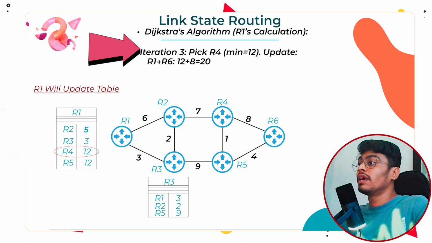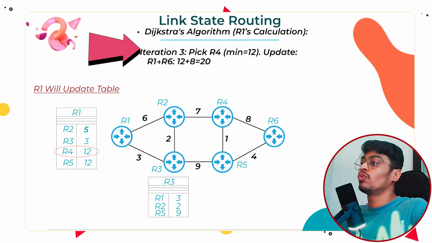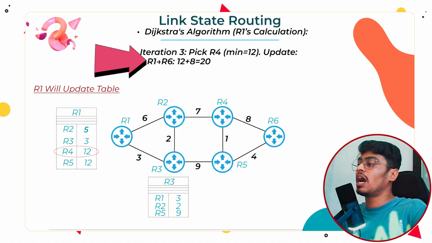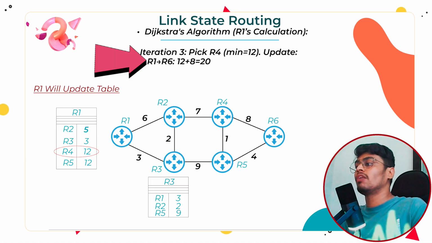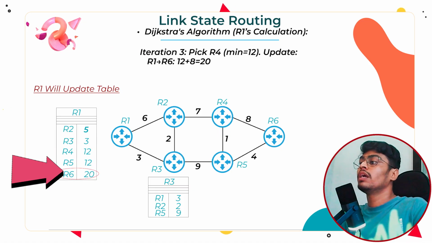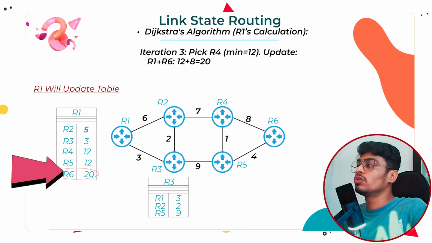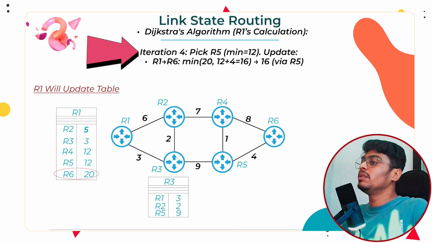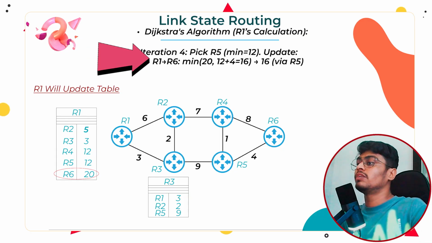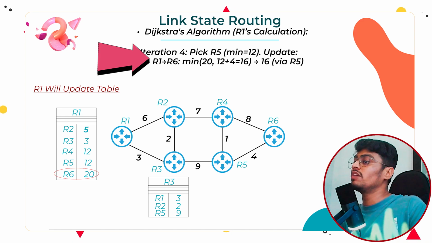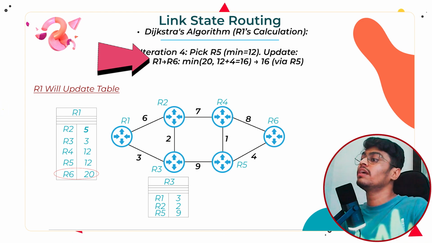Now what is the third iteration? Select R4, minimum distance is 12. R1 to R6 becomes 12 plus 8 equals 20 via R4. R1 will go to R4 and then R6. After the fourth iteration select R5, minimum distance is 12. R1 to R6 minimum is 20, but 12 plus 4 via R5 is 16. So it will take 16.